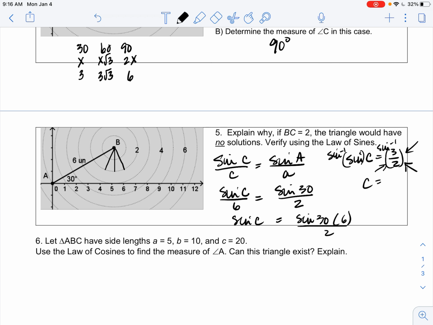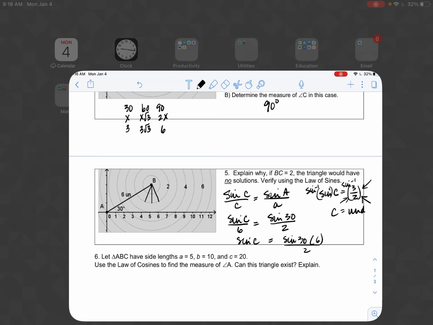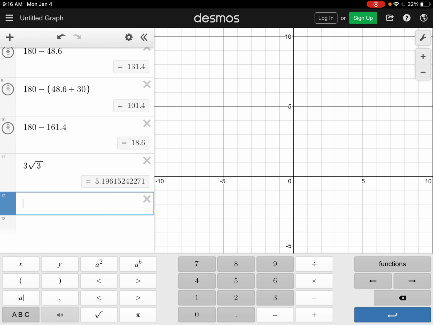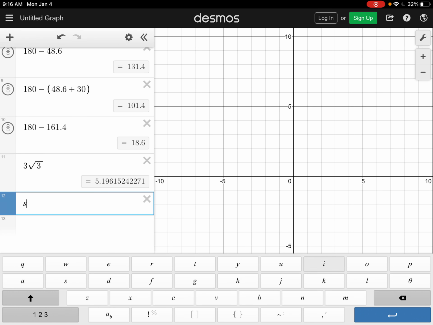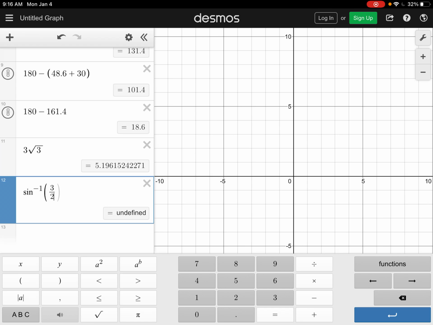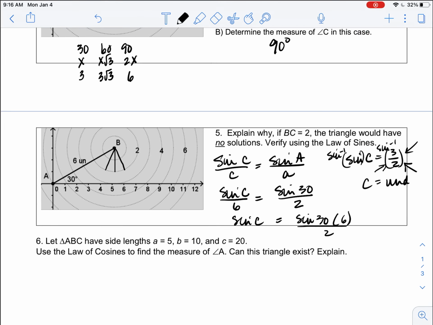Okay, now again, look at this number. Is y defined for values greater than 1? No. Our sine value, 3 over 2, is going to give us an undefined. Okay, so let's, again, just take a look at Desmos, inverse sine of 3 over 2. And undefined.